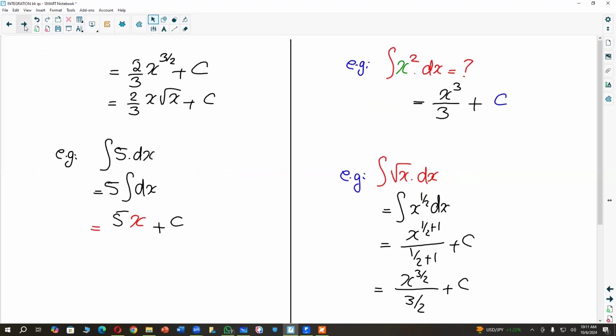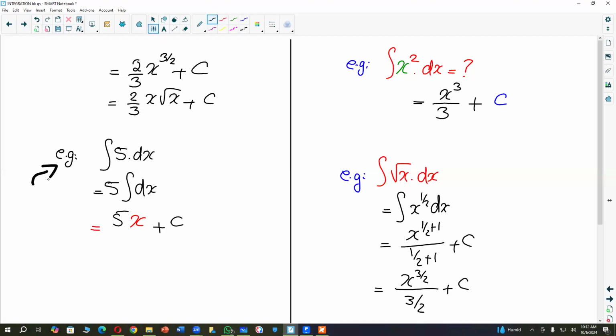For example, look at this example. x squared becomes x cubed upon 3. Square root of x becomes first x power half, then plus 1, upon the same added power. The example on the left-hand side is very significant because this one has no variable. It's only 5 dx.